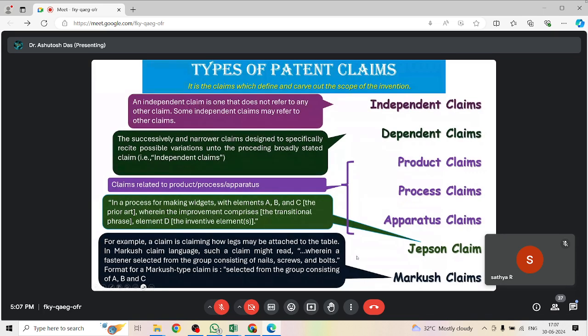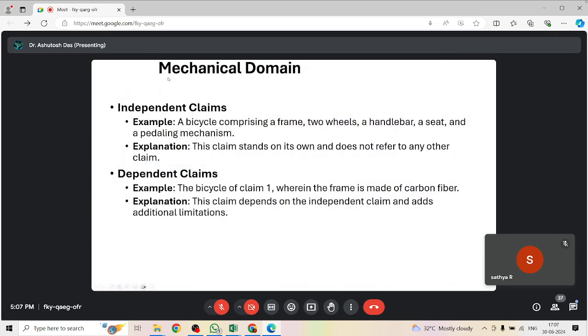This is an art. Now I'll give some domain examples of claims, starting with the mechanical domain. A bicycle comprising a frame, two wheels, a handlebar, a seat, and a pedaling mechanism. This is the example. Now the explanation of this claim. This claim stands on its own, it doesn't refer to any other claim, right? A bicycle comprises these things. Dependent claim: the bicycle of claim 1, wherein the frame is made of carbon fiber. The claim depends on the independent claim and adds other limitations. Covering what exactly? Or it may be narrow, with variation in the sizes from this to this, or any other qualifier.